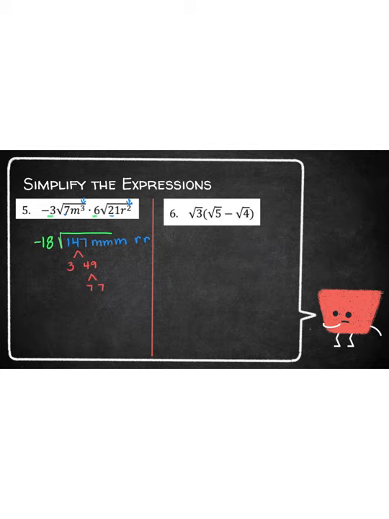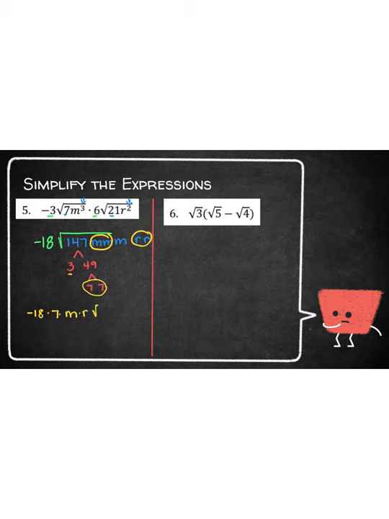Okay, so now I'm going to find my pairs. So far I have a pair of 7s that can come out front, and then I have a lonely 3. I have a pair of M's that are going to come out as 1, and a pair of R's that will come out as 1. So I have -18 that was already there, times that pair of 7s, and then I have 1 set of M's, and 1 set of R's.